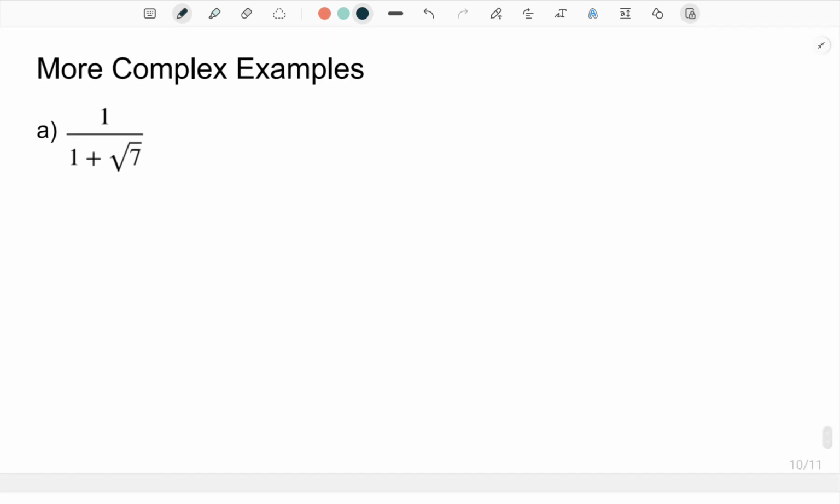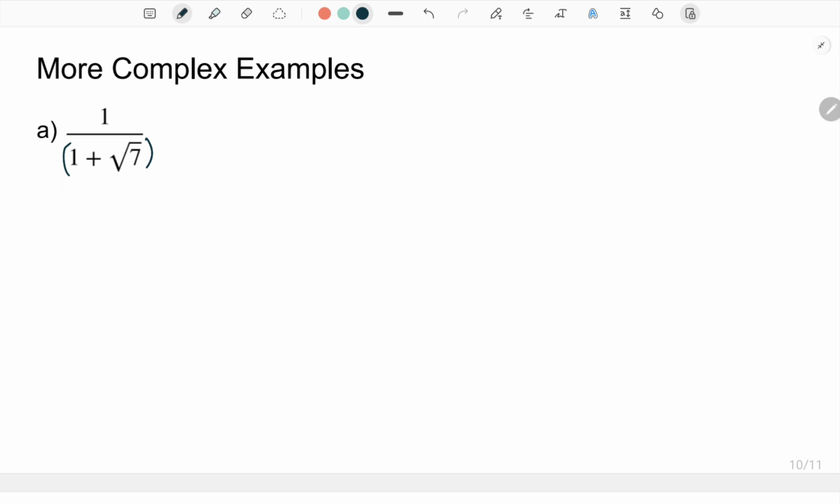But now we have some trickier examples. Because if you try to do this times root 7, let's just look at the bottom. Well, if we do that, again, we have to multiply the entire part. It would give you root 7 plus, well, then the other root disappears. But you're still left with a radical there. So how do we get rid of that?